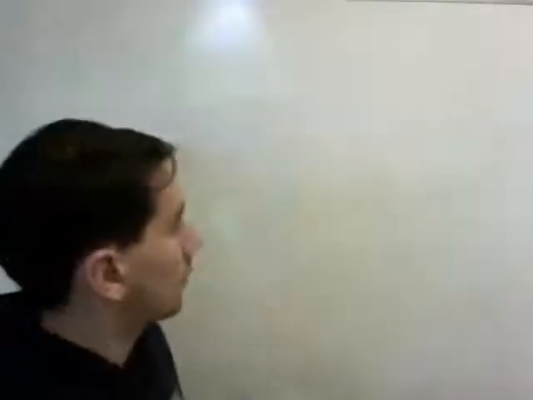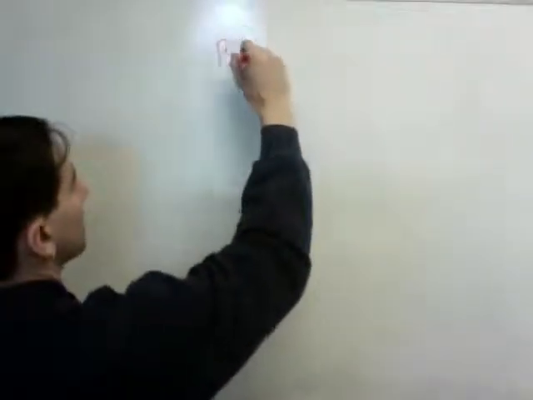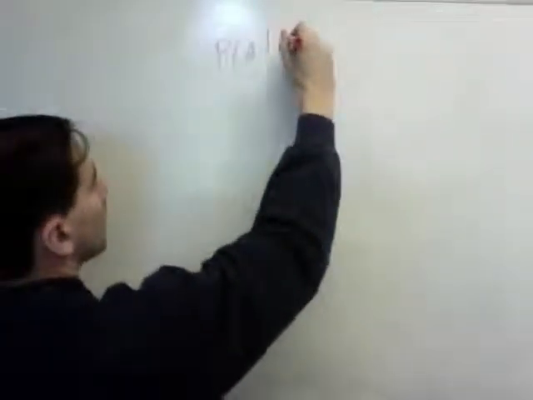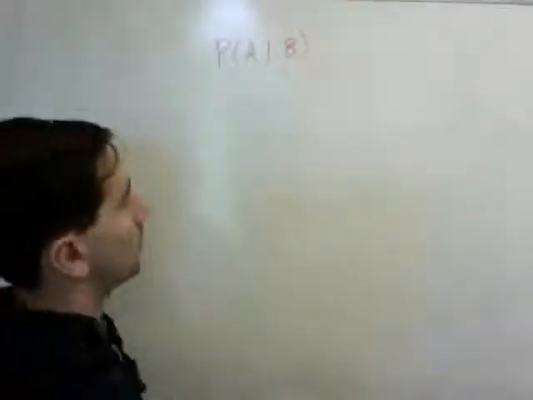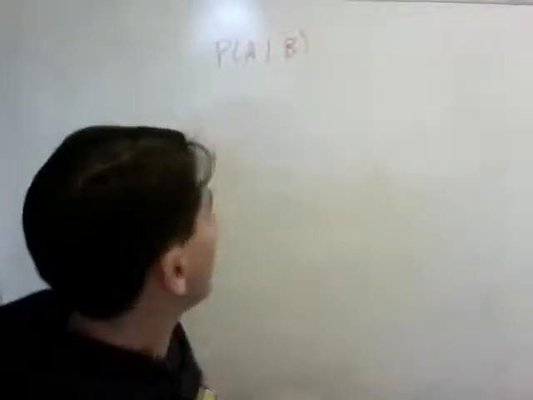Hey guys, today we're going to build off of last time and talk about independent events. So our last video was about conditional probabilities. That is, the probability that an event A occurs given that we know an event B has occurred. So how did we define this?